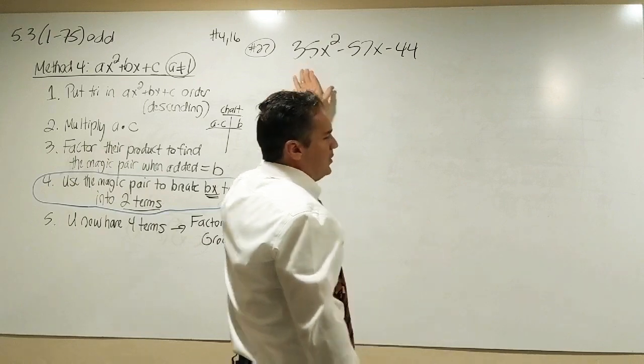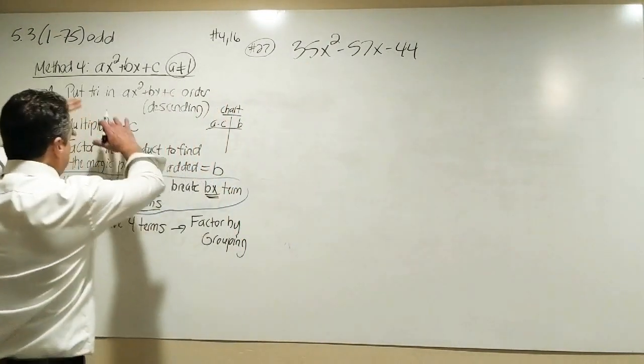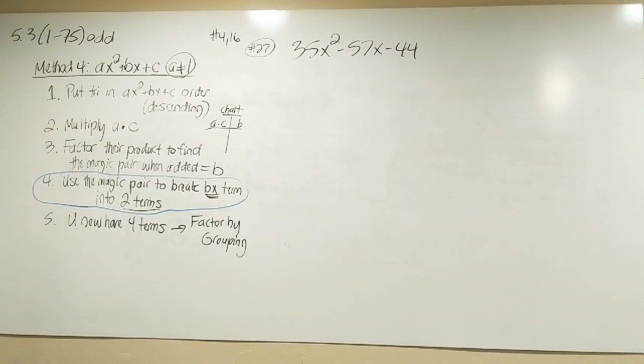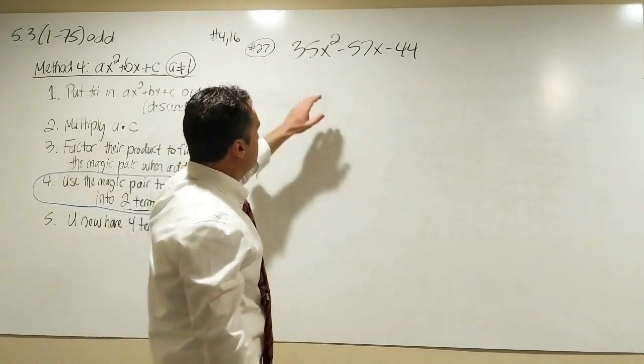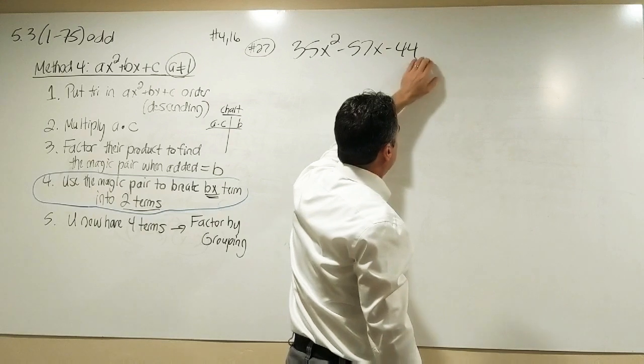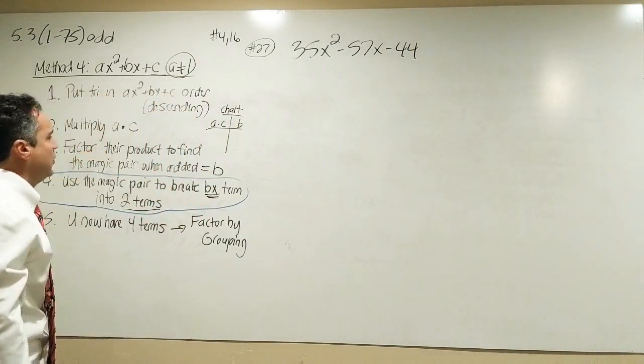A does not equal 1, so method 3 is not our option. Method 4 becomes our option. And here are our beautiful steps to method 4 again. We're going to put the trinomial in descending order. We check this. Is it in descending order? It is, absolutely, because we have x squared, x to the first, and there is no x, so that's x to the 0 ultimately. So it is in descending order. Step number 1 is already done for us.